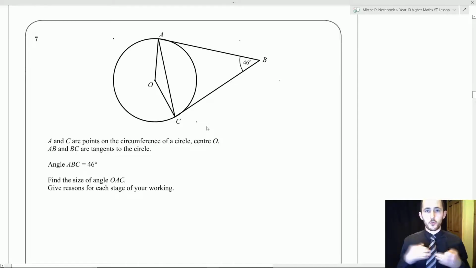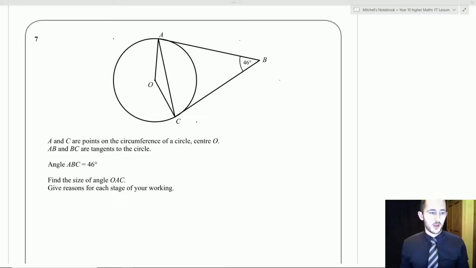Okay, so we've covered all of the basic circle theorem questions. Now it's going to get a bit trickier. This is where they start bringing them all together. So what we're going to do is take it step by step and make sure we're all okay with it. So, here's the first thing we need to realize.